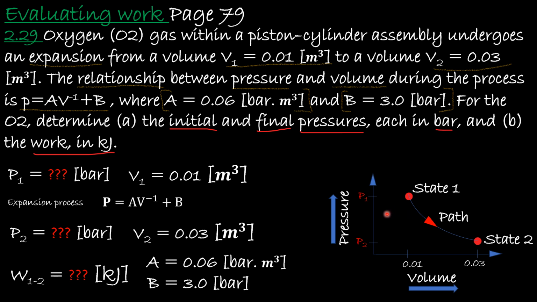And as you can see, this path goes to the right, so it goes from the left to the right. So that tells us that we're going to have a positive work. And the area under the curve will be the work from state 1 to state 2. And since we talked about area, that means we can use integration to find the work.